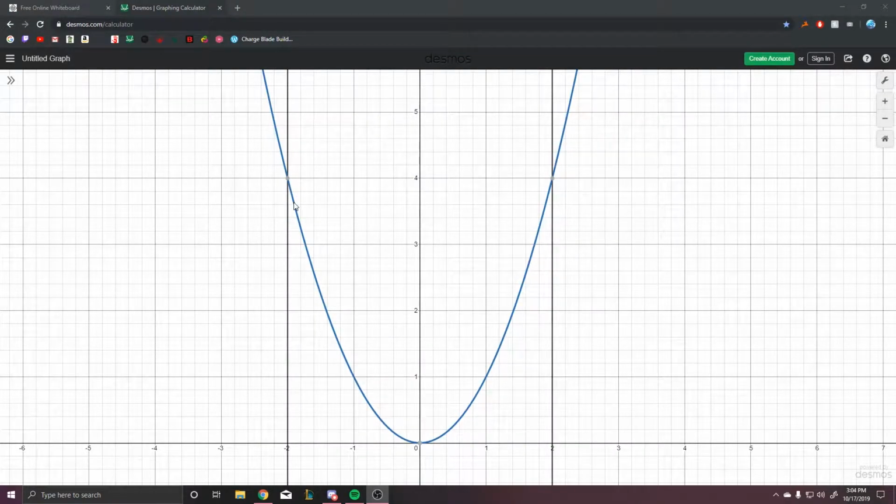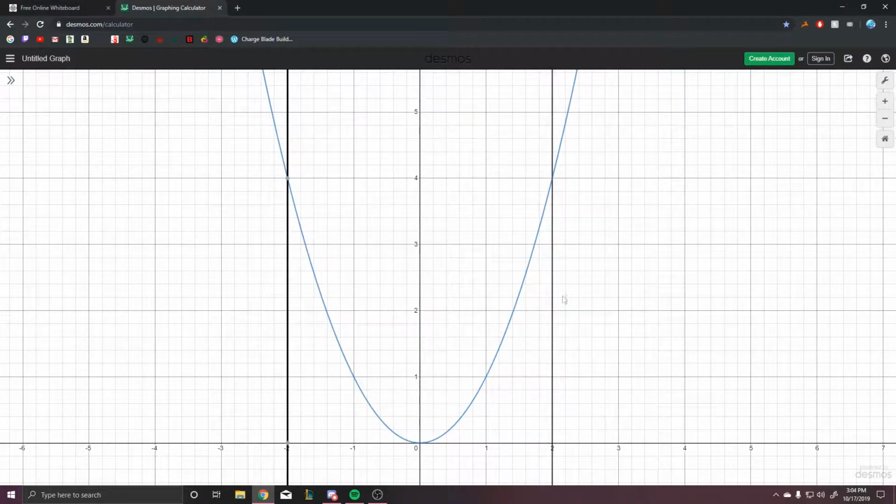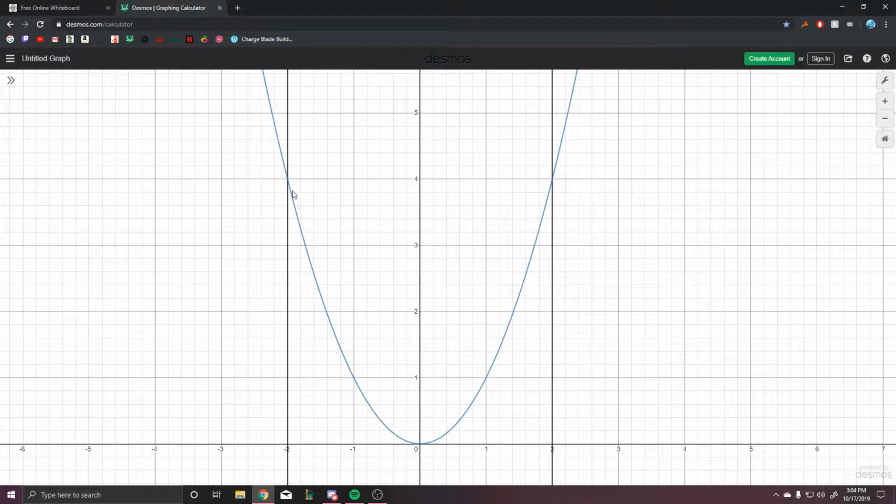The next function I will be working with is y equals x squared. As you can see, this is largely the same as y equals x, because on the interval from x equals -2 to x equals 2, there are no discontinuities.